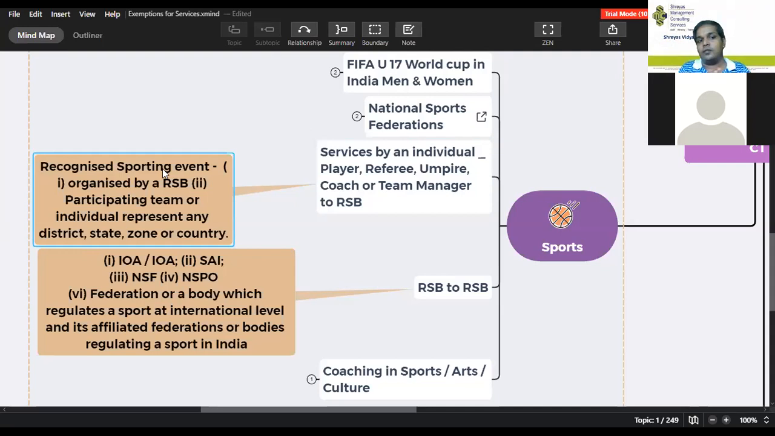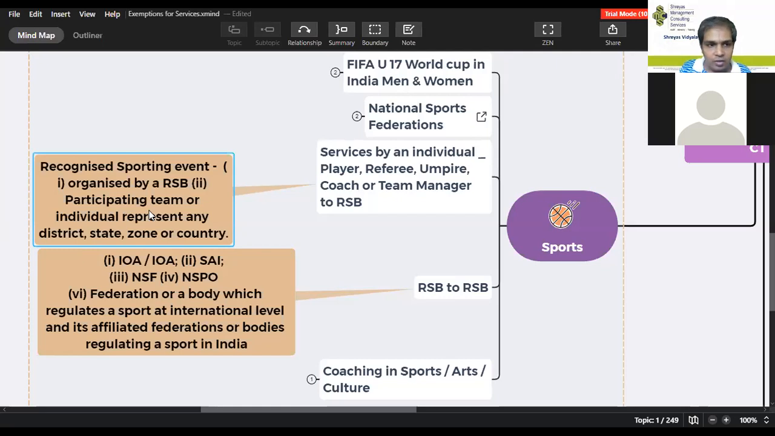Note the 2 points here. I've mentioned 2 comments here. 2 points you need to note. One, they have to provide services related to a recognized sports body. And it should be a recognized sporting event. Both should be satisfied. Okay.